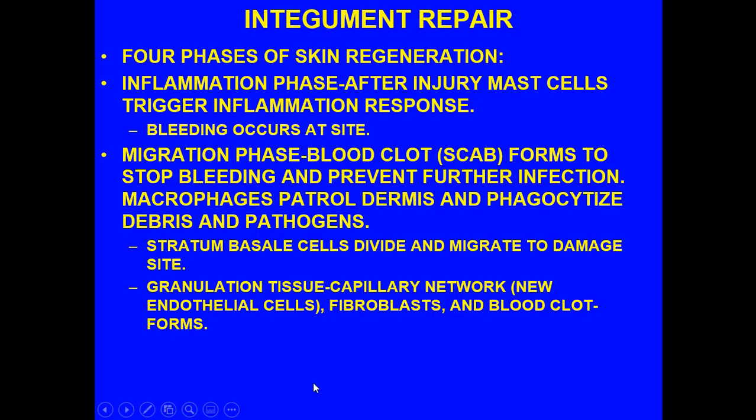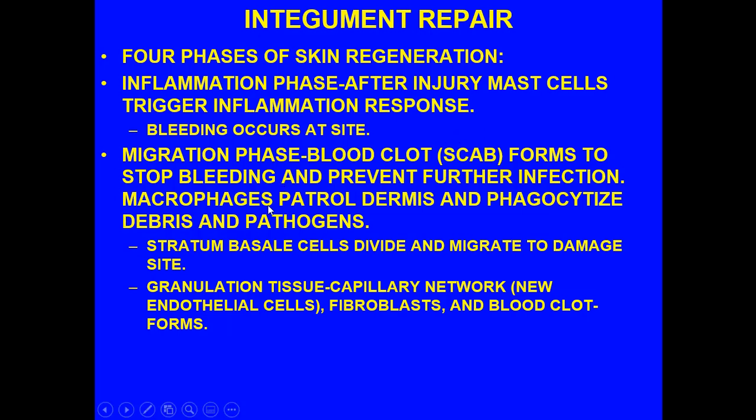I'm just going to take some time for integument repair. There are 4 phases of skin regeneration. First, the inflammation phase, which is after the injury, mast cells trigger the inflammation response, and bleeding occurs at the site. The migration phase is then the next stage, where a blood clot, a scab, forms to stop the bleeding. This is the accumulation of platelets and also fibrin fibers, and it prevents further infection.